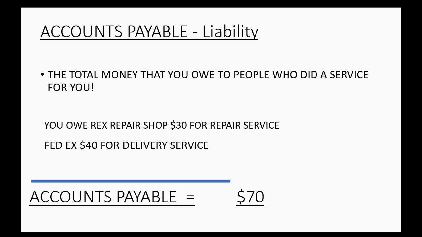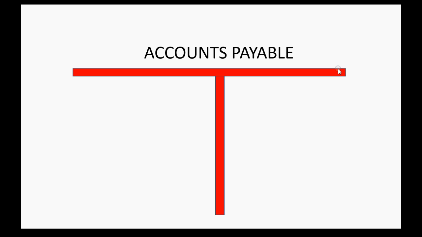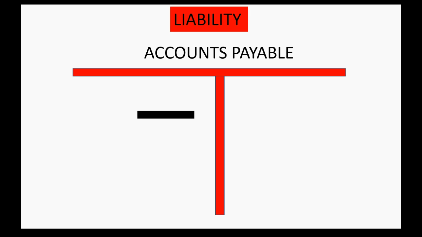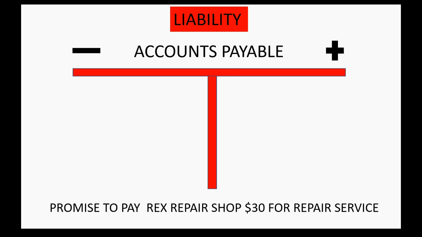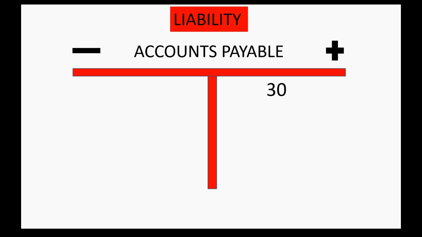It represents the total money that you owe to all vendors at any given moment. Accounts payable is a liability. That means that it's minus for debit and plus for credit. So, if we have a transaction that requires us to increase what we will pay in the future, then we will make a credit to accounts payable.